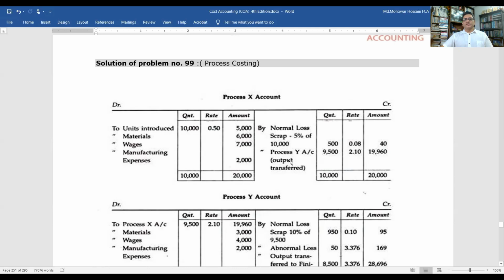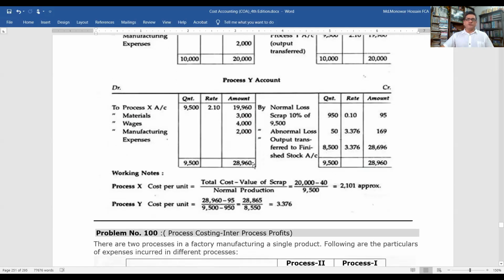Okay, so for the process Y account, the output of process X is transferred to process Y. That output would be 9,500. So total input is 10,000 and the finished output of process X is 9,500, and because 500 units are normal scrap, this normal scrap we have to add.